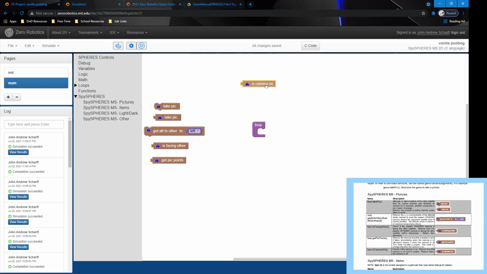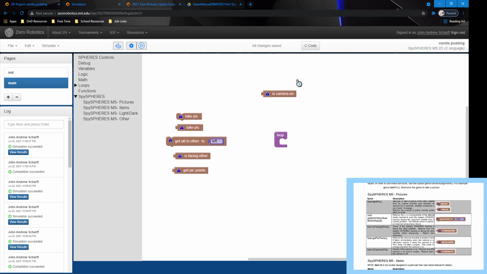And then this one is very straightforward. It simply checks if the camera is on or not. Because remember, if you take a picture, your camera is disabled for 3 seconds. So this condition checks to see if the camera is on. If it's on, it'll return true. If it is off, it'll return false. So you can determine, okay, my camera is on, I can take a photo, or my camera is off, I shouldn't try and take a photo right now. So, it has its uses, I suppose, but it's still a very good function.